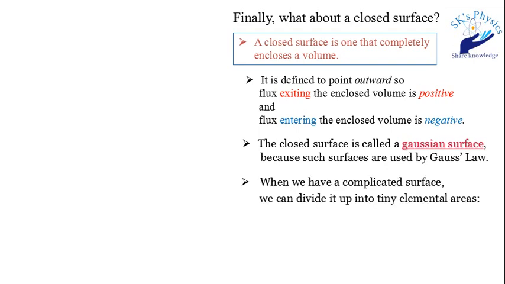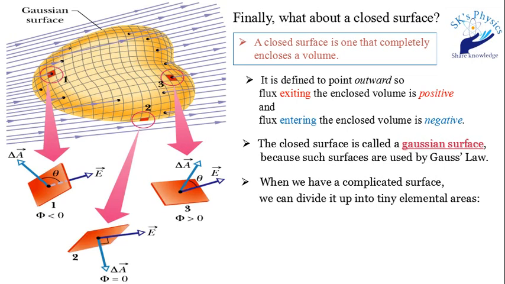When we have a complicated surface, we can divide it up into tiny area elements. Here is a Gaussian surface. For the first tiny area element, the flux is negative because field lines are entering. For the second, the flux is 0, and for the third, the flux is positive because field lines are exiting the enclosed volume.